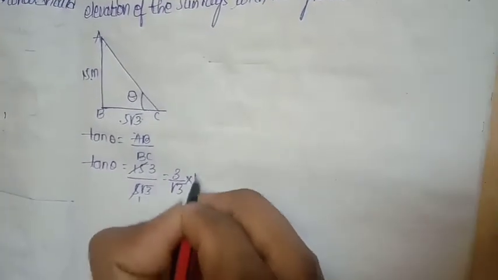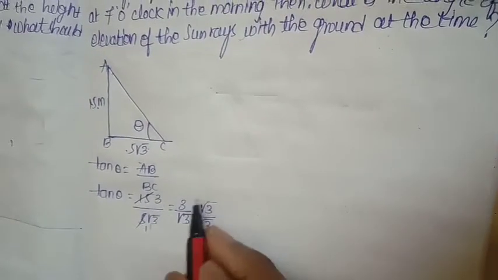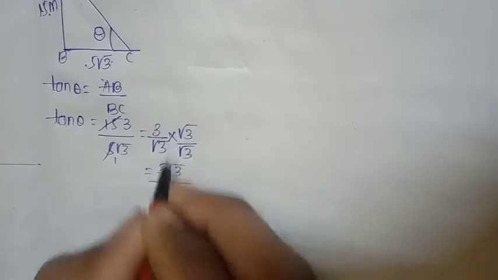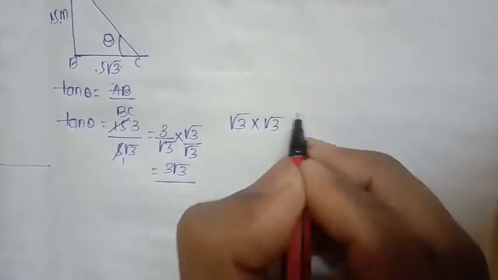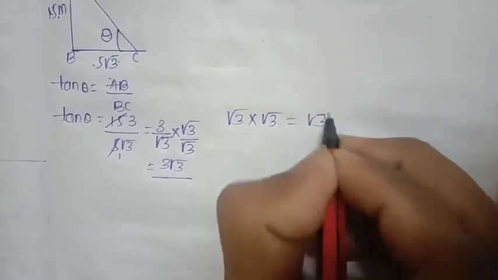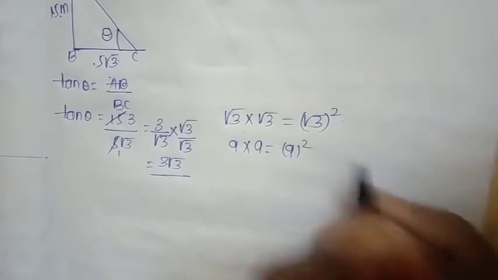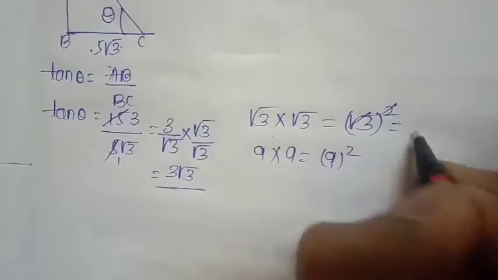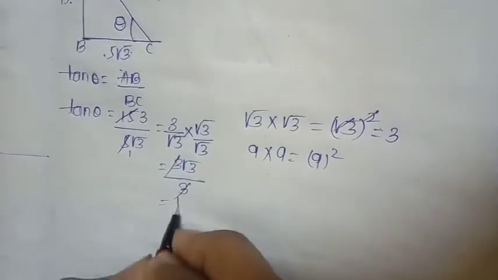So we have to rationalize the denominator. To rationalize, we multiply the numerator and denominator by the same number. So 3 root 3 by root 3 into root 3. Root 3 into root 3 becomes root 3 whole square, the square and root cancel, and we get 3. The 3s cancel and we get root 3.